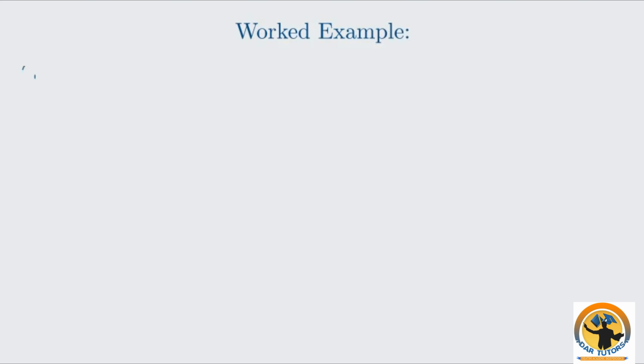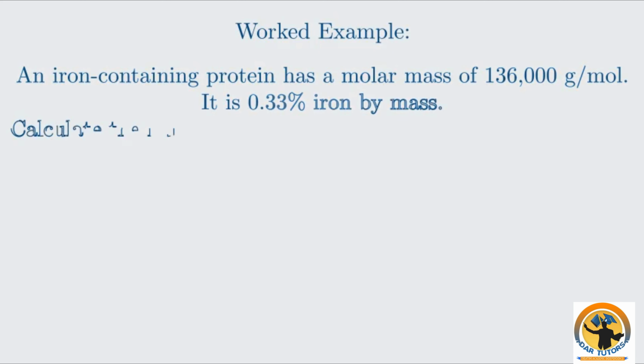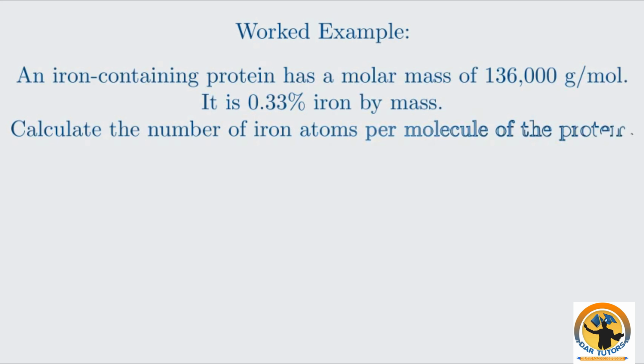Worked example. An iron-containing protein has a molar mass of 136,000 g/mole. It is 0.33% iron by mass. Calculate the number of iron atoms per molecule of the protein. This problem doesn't give us the empirical formula directly, but we can deduce it. We need to find the number of iron atoms in one molecule of the protein. First, let's determine the mass of iron in 1 mole of the protein.